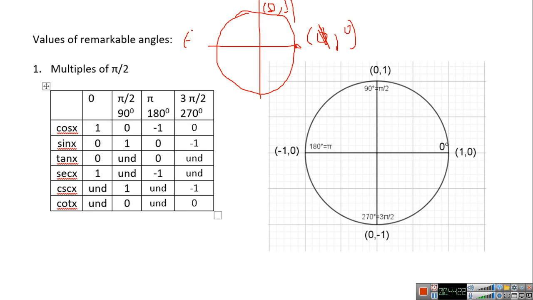This point here is minus 1, 0. So cosine 180 or pi is minus 1. Sine 180 is 0. This point is 3 pi over 2 and has components 0, minus 1. So cosine 3 pi over 2 or 270 degrees is 0, and sine 3 pi over 2 is minus 1. And tangent is sine over cosine. It's very simple to use.